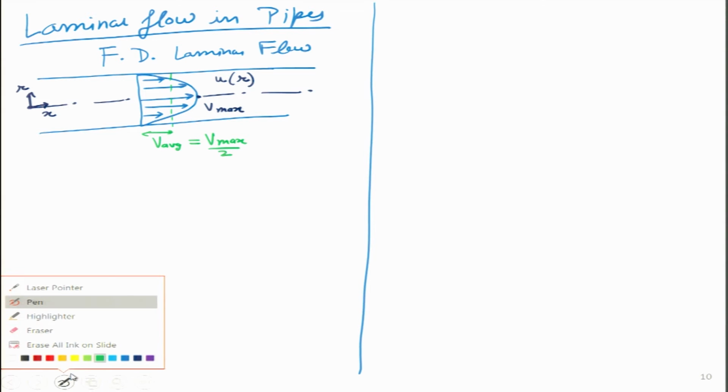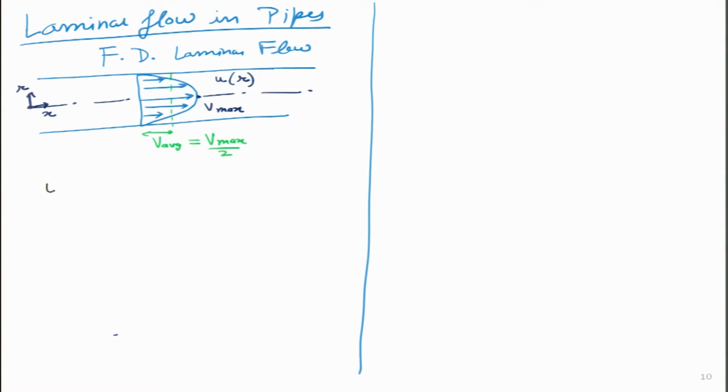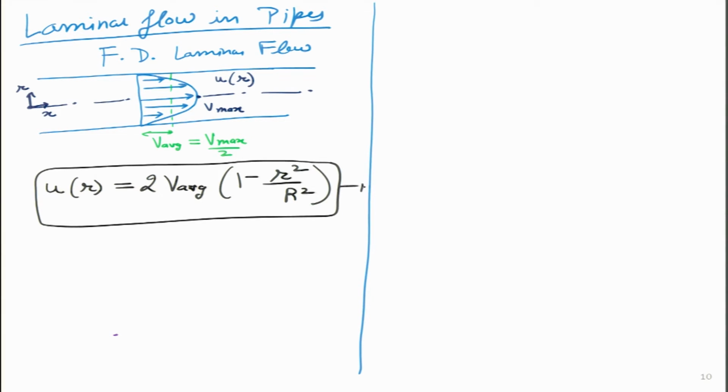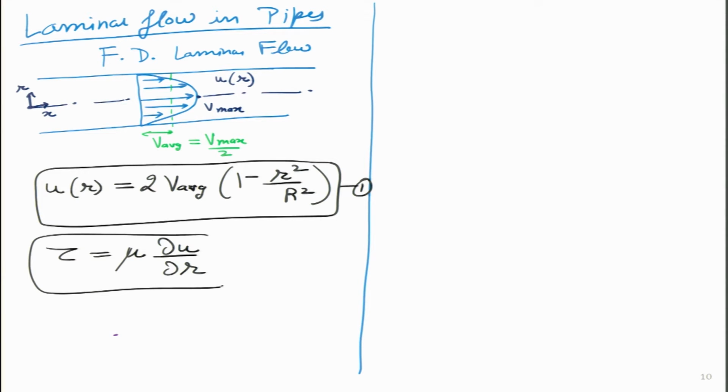So, if we solve the Navier-Stokes equation, the solution we get for this velocity profile is twice into V average into 1 minus r square by R square. This is a very important equation, because using this we can calculate the shear stress at any given point. I can just use this particular relationship, and I will be able to find the shear stress. So, using this relationship, we will figure out that shear stress at r equals 0 is 0 and it is maximum at r equals R.